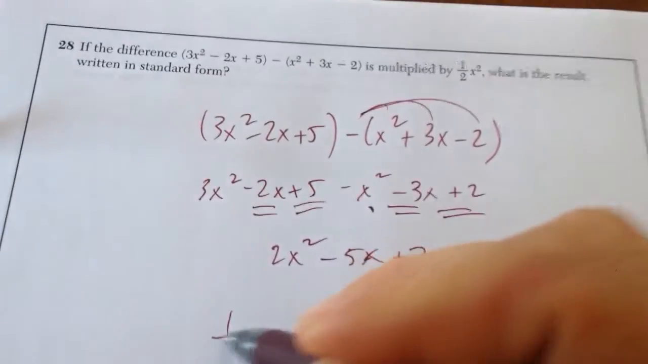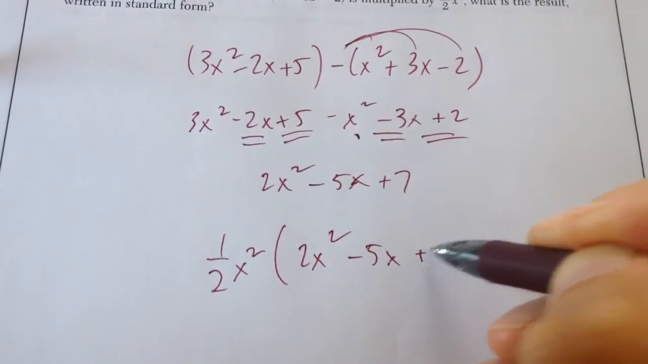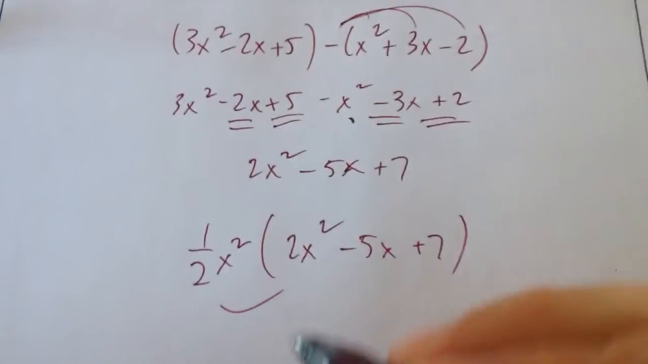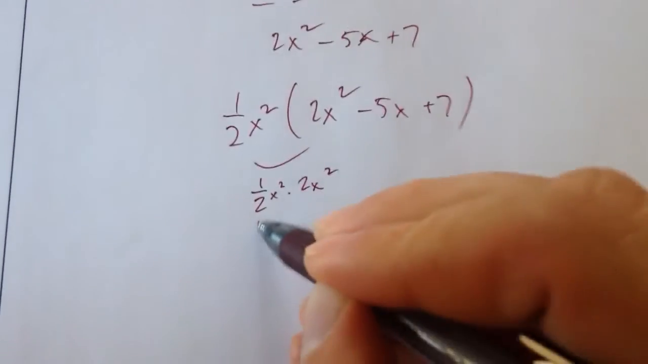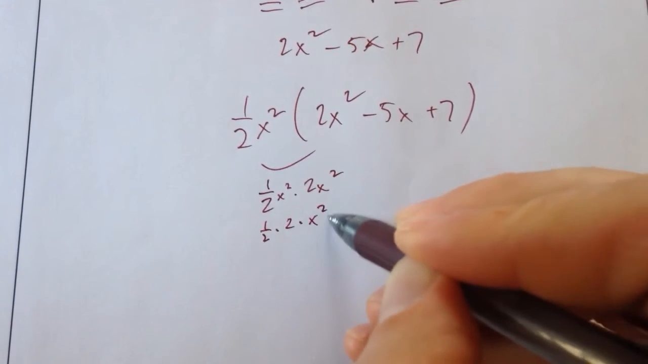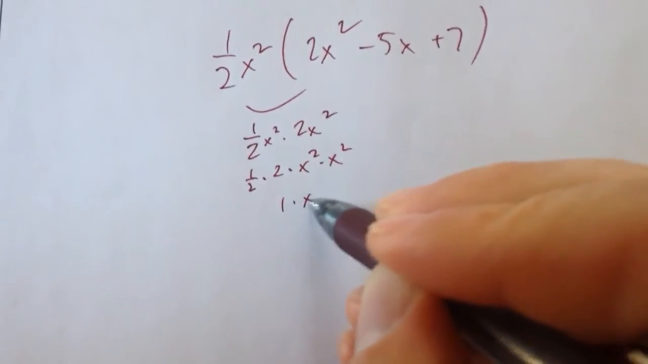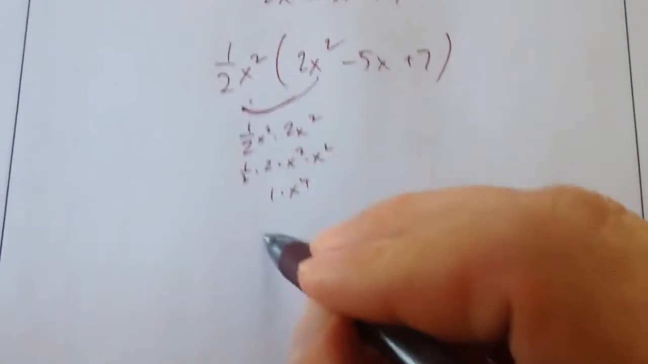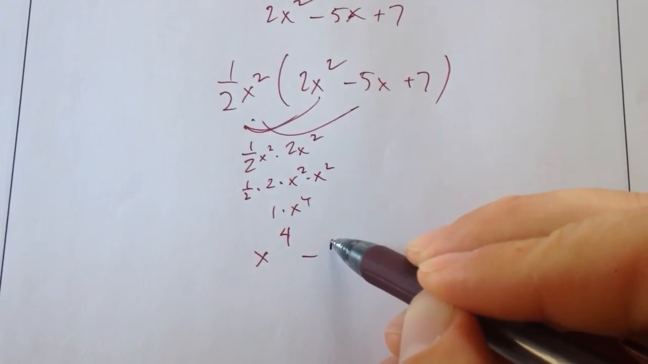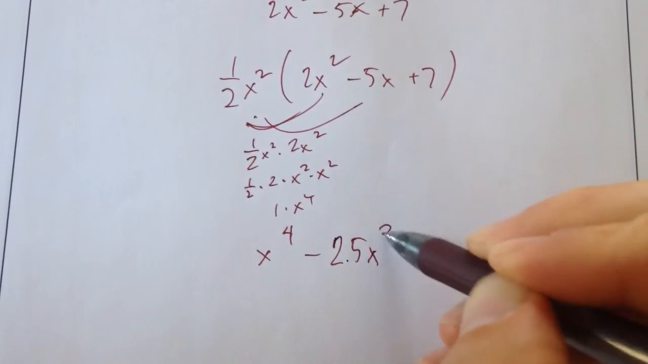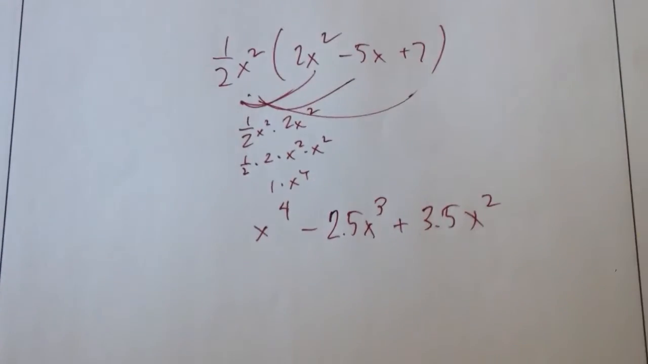So now I want to multiply that entire thing by 1/2 x squared. 1/2 x squared times 2x squared is like saying 1/2 times 2 times x squared times x squared. 1/2 of 2 is 1, x squared times x squared is x to the 4th. So what we're going to say is x to the 4th, minus, you could do 2.5x to the 3rd, and then plus 3.5x squared.